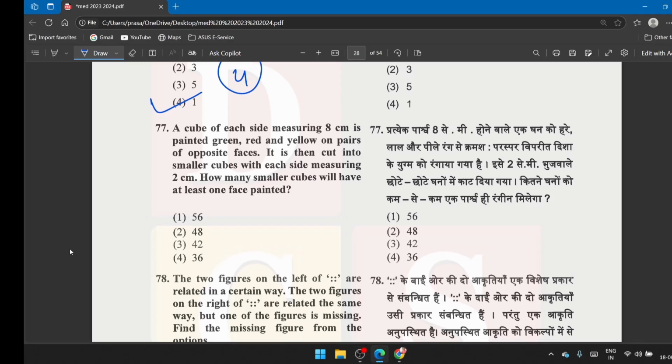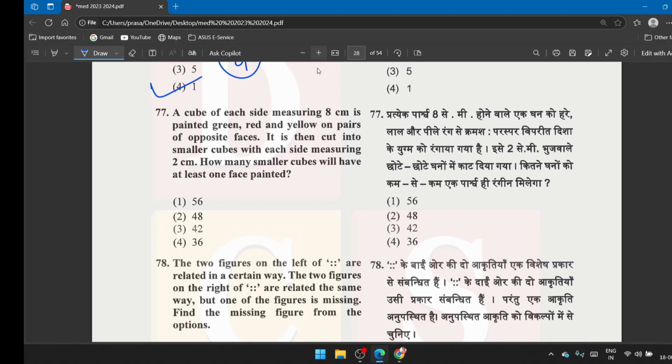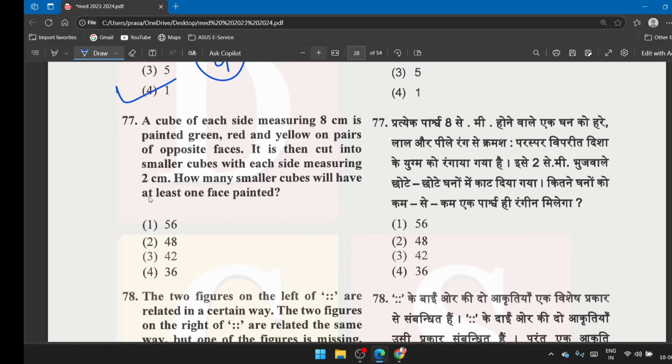Okay. The next question is a cube of each side measuring 8 centimeter is painted green, red, and yellow on pairs of opposite faces. It is then cut into smaller cubes with each side measuring 2 centimeters. Okay. मतलब कि if this is a cube, okay, let's imagine it in 3D. If this is a cube, okay, then the opposite side or opposite faces are painted different color. For example, if this is green, then also the lower one was green. Similarly, yellow, red, and red.